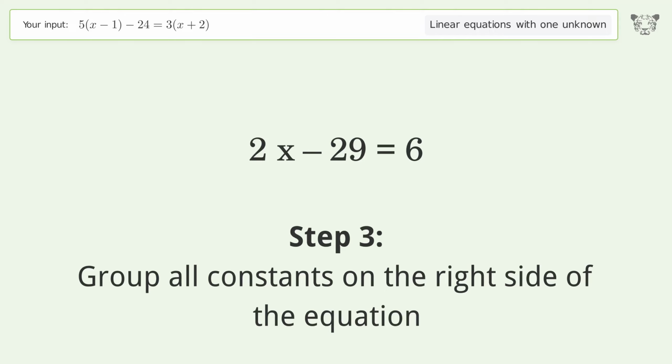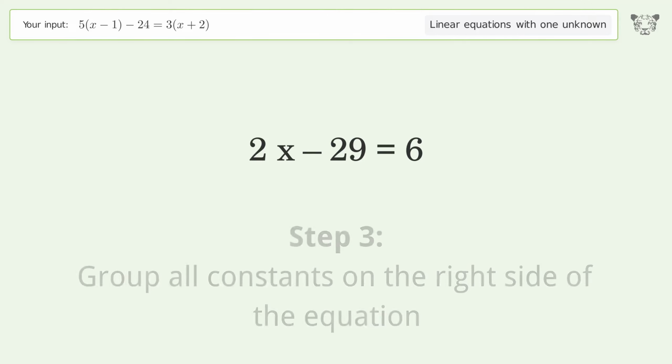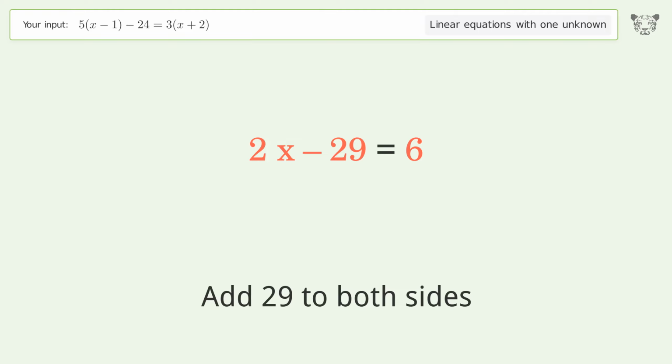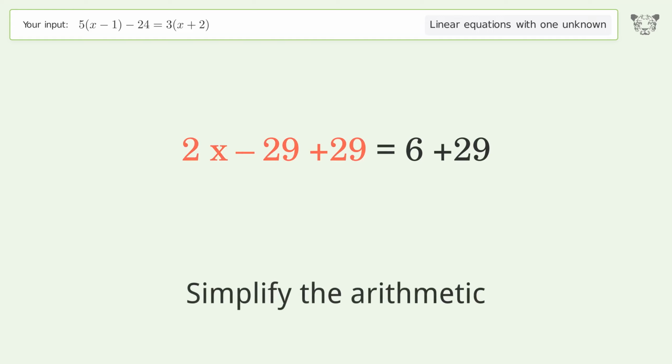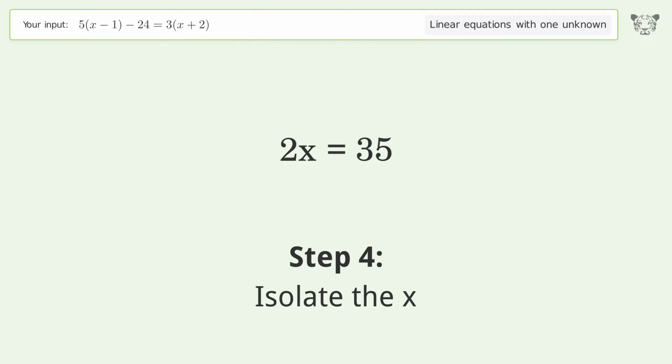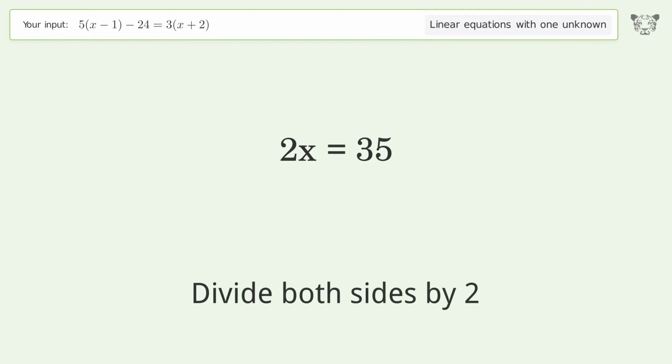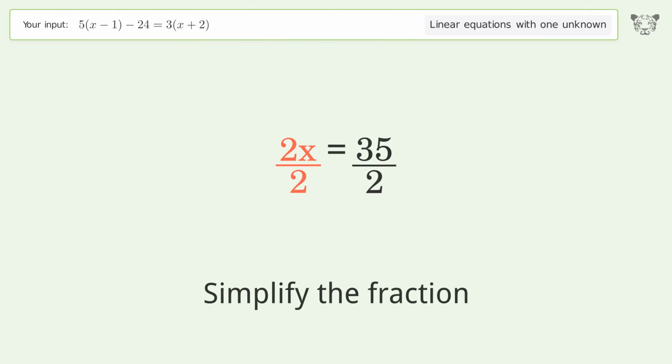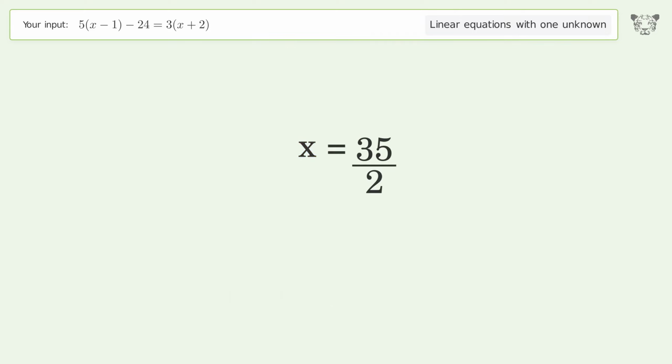Group all constants on the right side of the equation. Add 29 to both sides. Simplify the arithmetic. Isolate the x. Divide both sides by 2. Simplify the fraction. And so the final result is x equals 35/2.